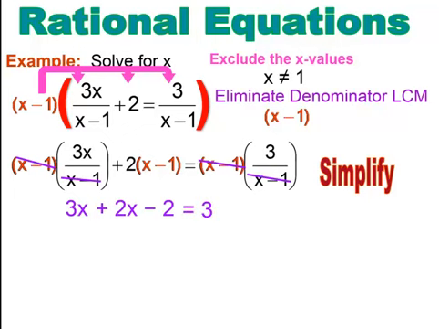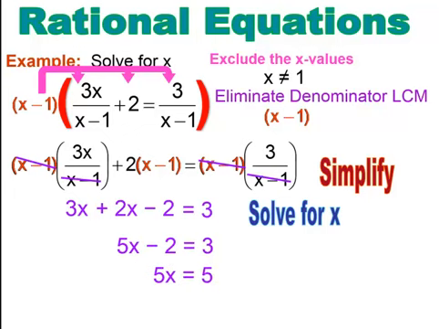Now this is an equation you can solve. You're going to combine like terms. You end up with 5x minus 2 equals 3. You're going to move the 2 over. You end up with 5x equals 5. You divide through by 5, and you end up with x equaling 1.